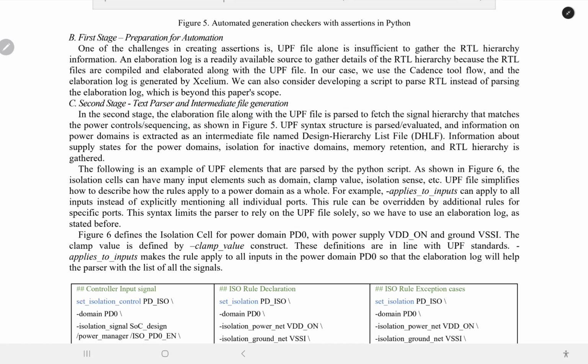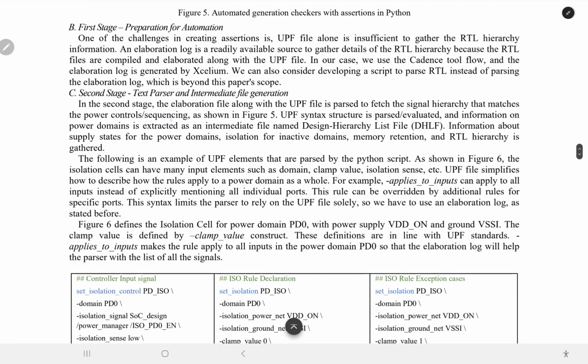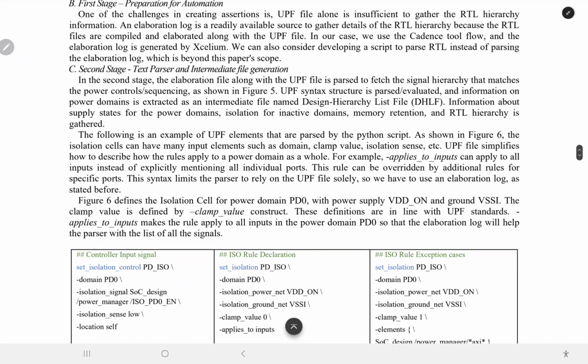The second stage, the text parser and intermediate file generation. In the second stage, the elaboration log along with the UPF file is parsed to fetch the signal hierarchy that matches the power control sequencing as shown in figure 5. The UPF structure is parsed and evaluated, and the information on power domains is extracted into an intermediate file named the design hierarchy list file, DHLF. Information about the supply state for the power domain, isolation for inactive domains, memory retention, and RTL hierarchy is gathered. The following is an example of the UPF elements that are parsed by the Python script.